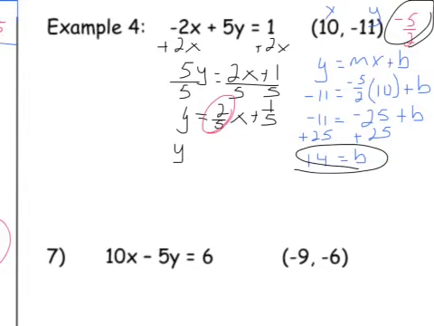So y equals negative 5/2 x plus 14. We can see that the slopes are opposite reciprocals, or they've been flipped and changed, and then we have different y-intercepts. This was 1/5, and now it goes through 14.